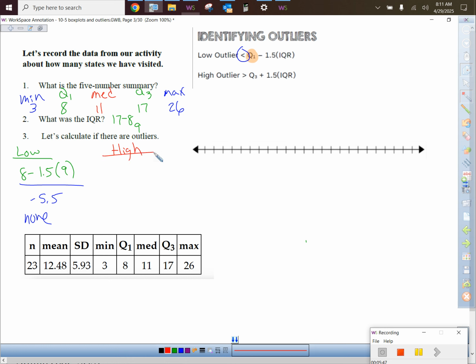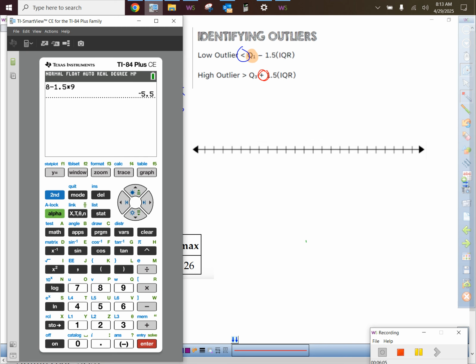How you test the high one is instead of using Q1, guess what you use? You use Q3, the third quartile, which is 17. And what also changed? It's not a minus, it's a plus, right? Because we're going to see if we're going too high, 1.5 times the interquartile range.